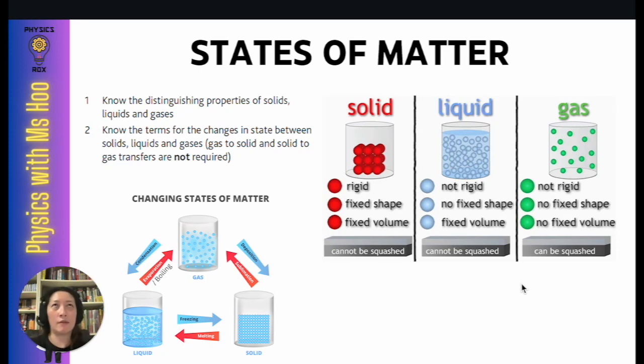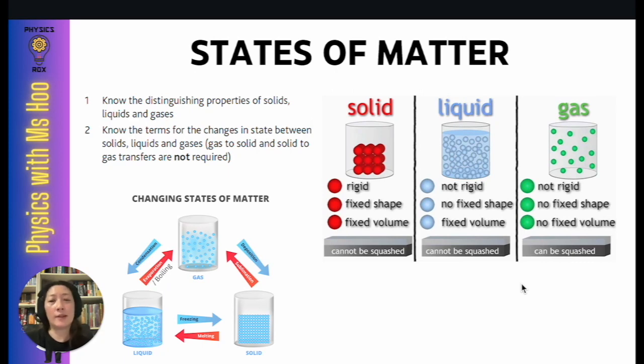Some of you may know, wait a minute, there are more states of matter than these three. For IGCSE, just focus on solids, liquids, and gases. So you need to know their distinguishing properties. Like solid is rigid, it has a fixed shape and volume and cannot be squashed. Liquids are not rigid. They don't have fixed shapes, but they do have fixed volumes, and because of that, they also cannot be squashed. Gases are not rigid. They don't have a fixed shape and they don't have fixed volume, and because of that, can be easily squashed.